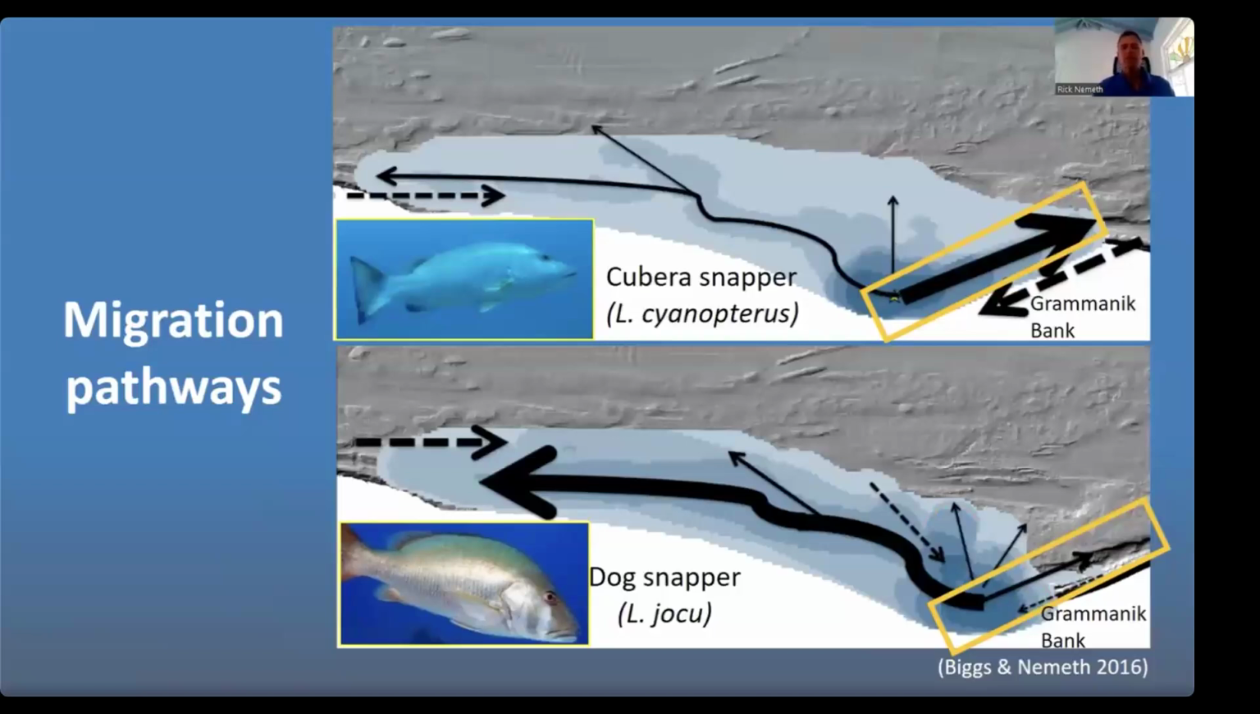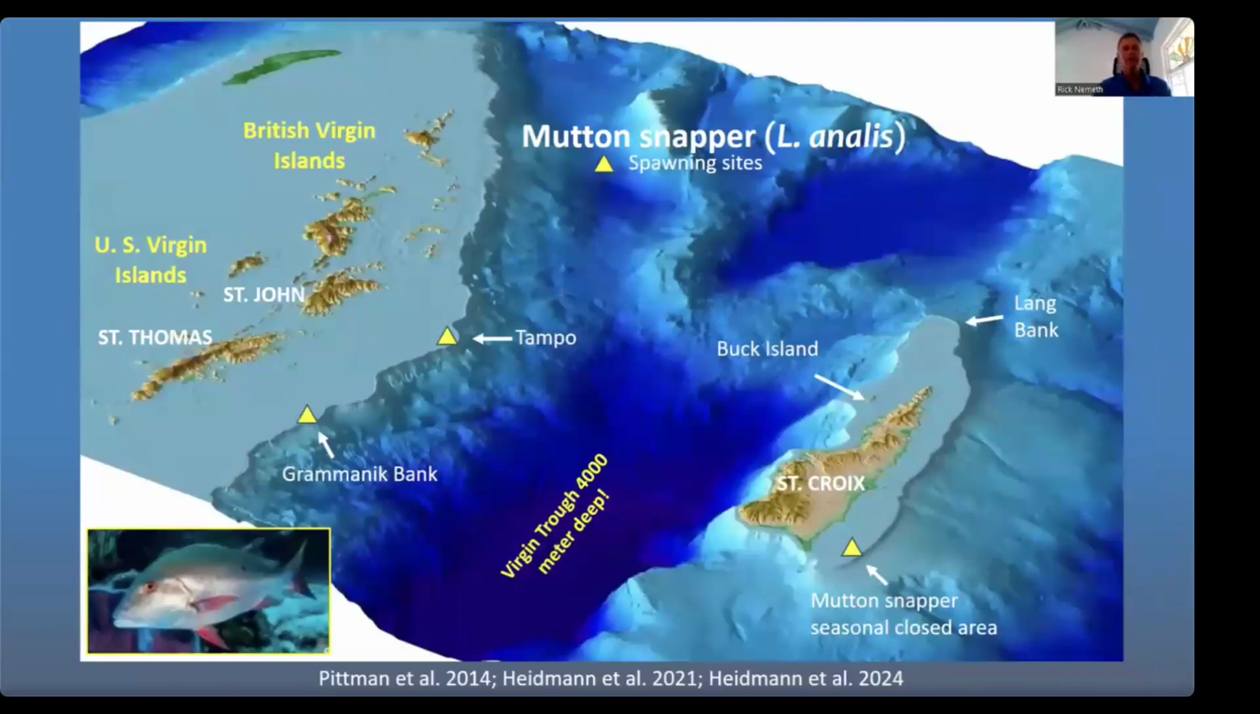The migration pathways for these 2 species are quite different. Cubera snapper migrate to and from the spawning site mostly from the east, while dog snapper migrate mostly from the west. Migration pathways are also important for management considerations since they concentrate fish to specific areas.